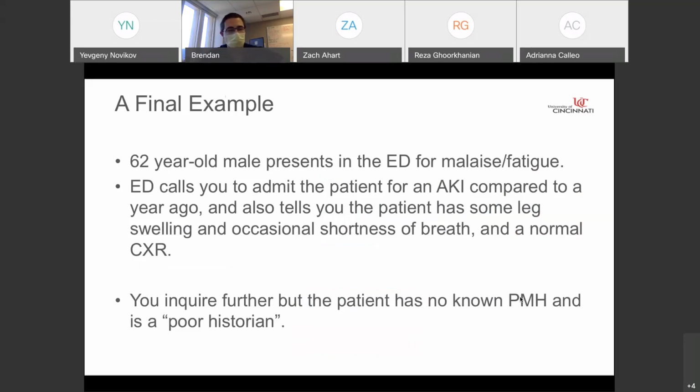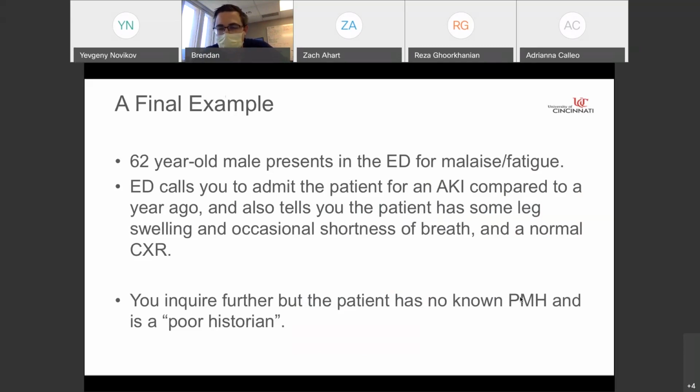So I want to show you one more example here that I think is a lot more useful to the inpatient medicine that we generally deal with. I know a lot of you watching don't do a whole lot of outpatient yet, for you interns, but you've got a 62-year-old man who shows up in your ED. He's feeling kind of malaised, fatigued, he just doesn't feel himself. And the ED calls you, they say, hey, we want to admit this guy to you.